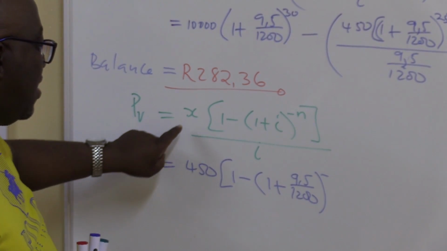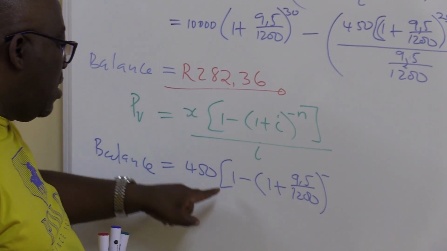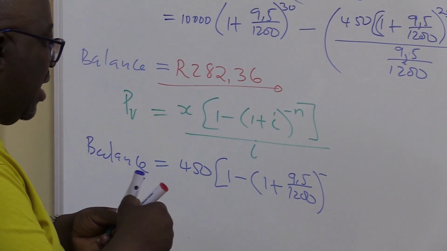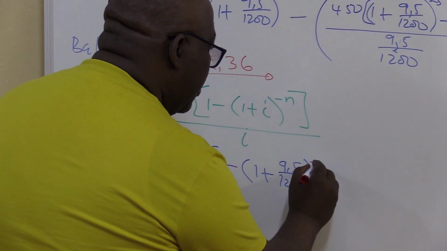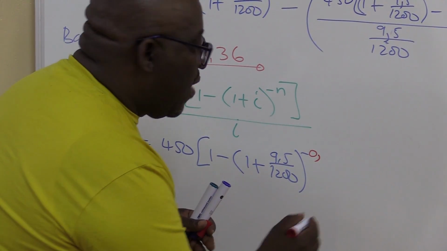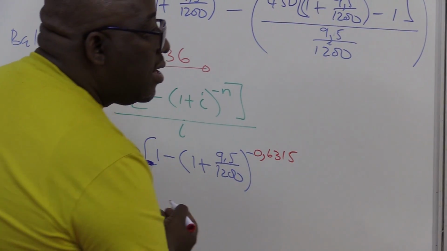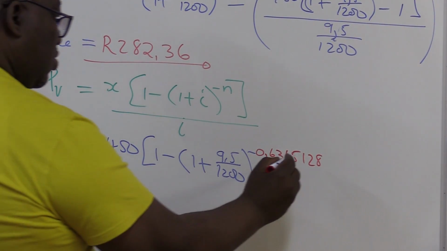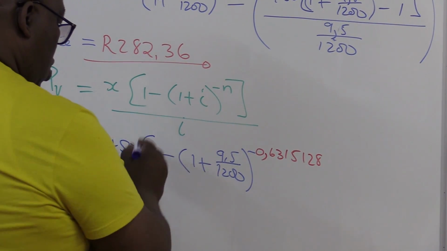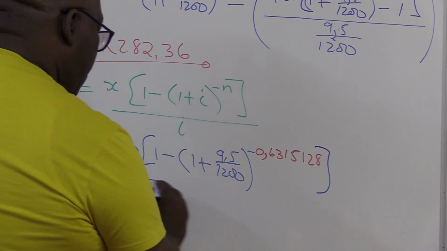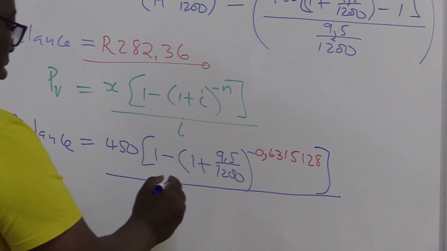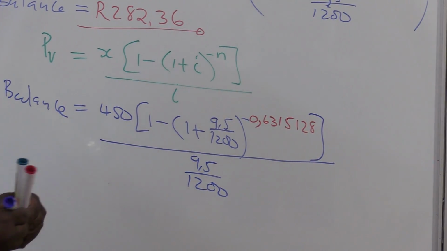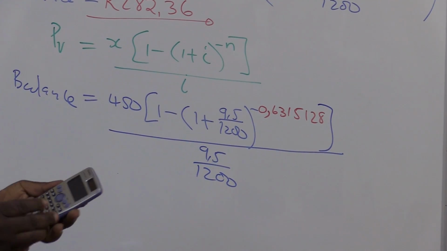Now we said the balance is the installments into 1 minus 1 plus the interest rate to the power minus n. Remember we said our n is going to be, let me write it in bold, 0.6315128. After this, you close this bracket, you open this one, you close this one. This is all over i. What is my i in this particular case? It is 9.5 over 1,200. From here, you go straight to your calculator, you punch and see what you get.